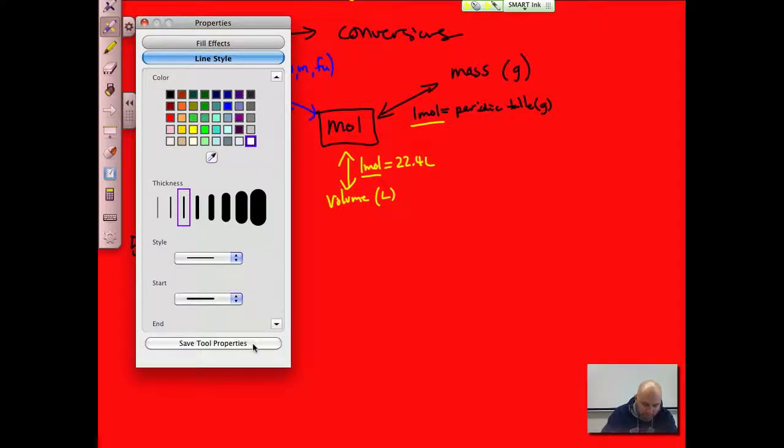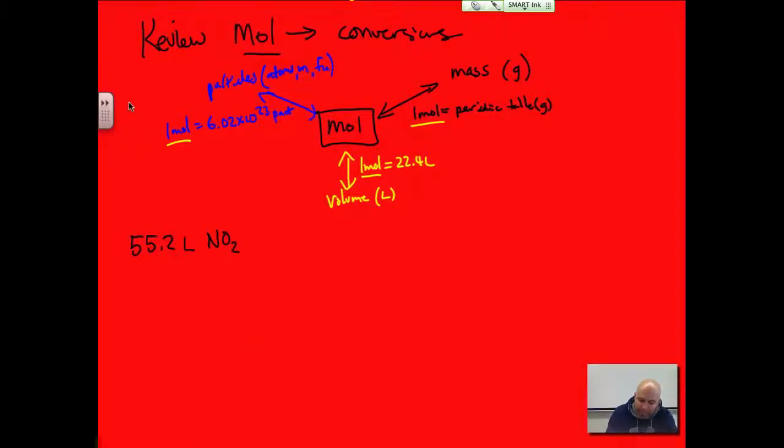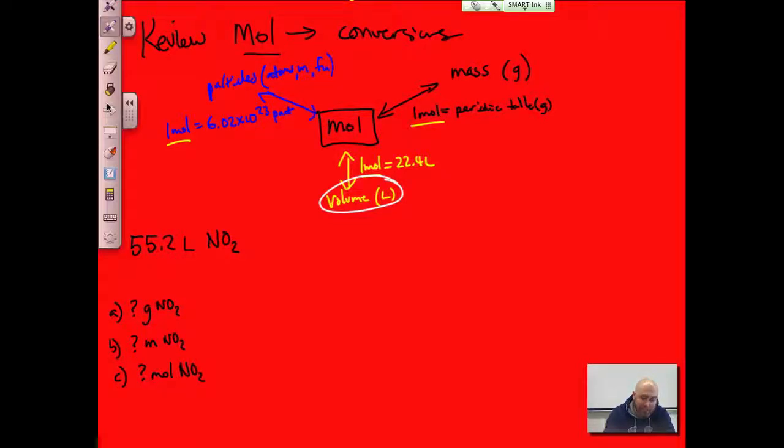Let's get this white here because it's bright red. I'm right here, liters of something. I could ask, A, how many grams of NO2? B, how many molecules of NO2? C, how many moles of NO2? All right, so I could ask for 3 different things. Ask for this, this, and this one.